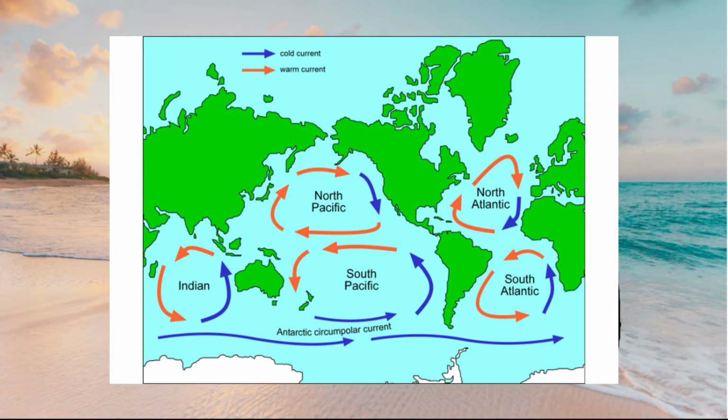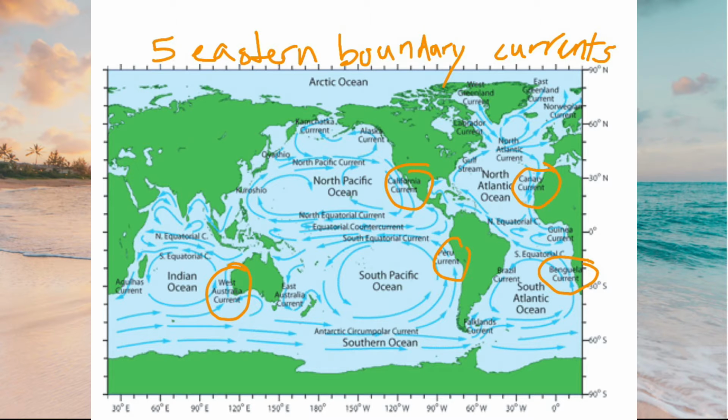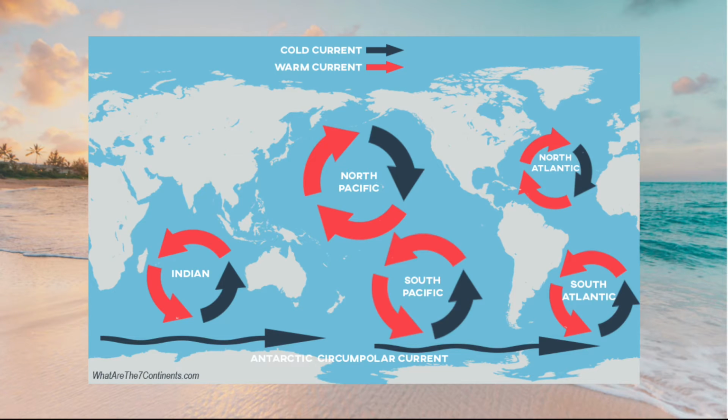The currents are eastern boundary currents, and they come from high latitude areas, but they deliver cold water to the lower latitudes. When the currents combine, the gyres are created, and the rotation of these gyres also depends on the hemisphere. In the northern hemisphere, they rotate clockwise, and in the southern hemisphere, it's counterclockwise.